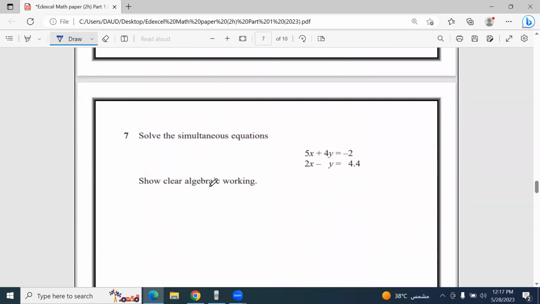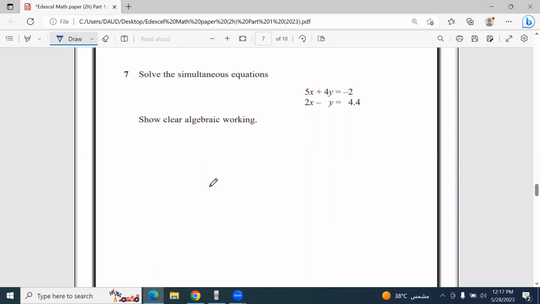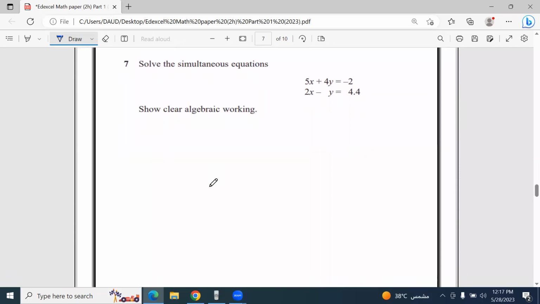Question number 7, solve the simultaneous equation. There are different ways to solve simultaneous equations. These are linear equations, and we can apply the substitution concept, we can apply elimination, or we can show the answer graphically. So I'm going to apply the elimination concept.